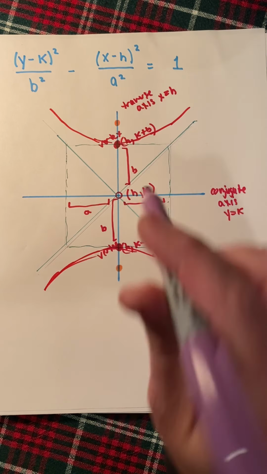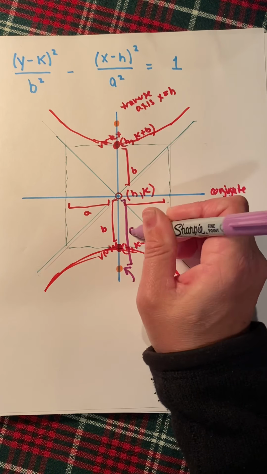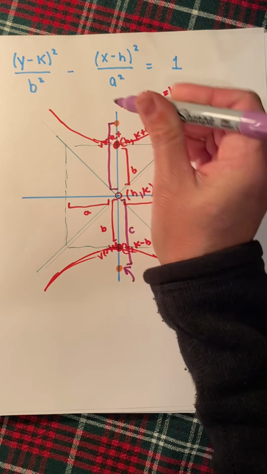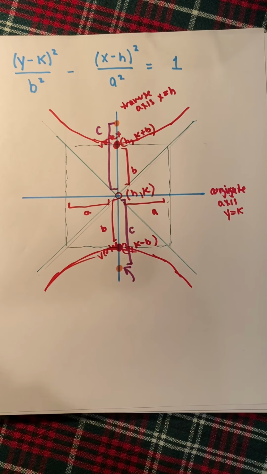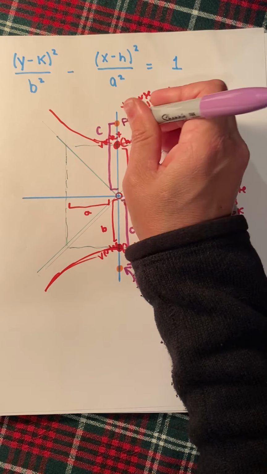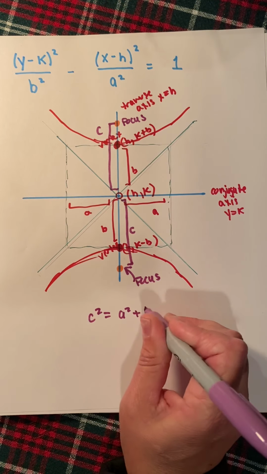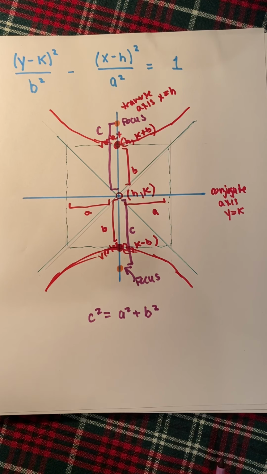And my focus: the distance from the center to the focus is going to be c. This is one focus, this is the other focus. And c squared equals a squared plus b squared. All right, kids, let's do an example.